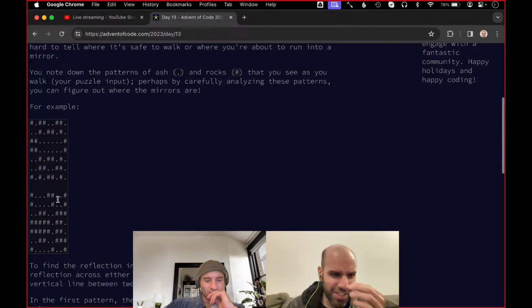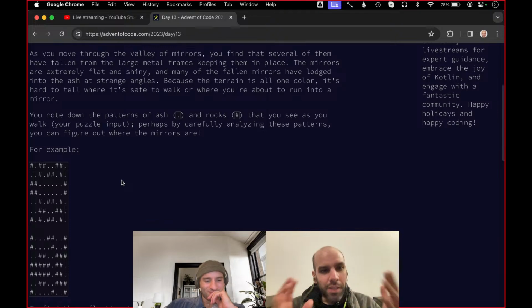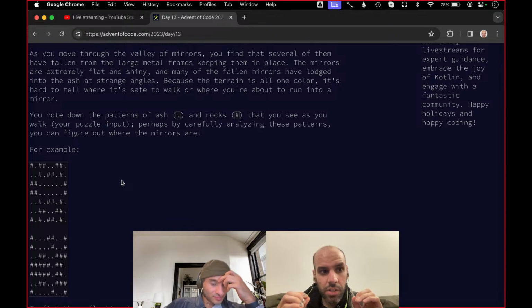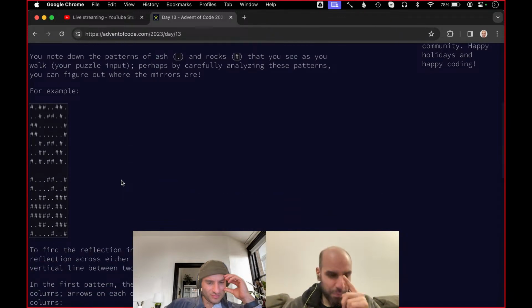Oh no, these shapes again. As you move through the valley of mirrors, you find that several of them have fallen from the large metal frames keeping them in place. The mirrors are extremely flat and shiny, and many of the fallen mirrors have lodged into the ash at strange angles. Because the terrain is all one color, it's hard to tell where it's safe to walk and where you're about to run into a mirror. Mm. This is a contrived setup.